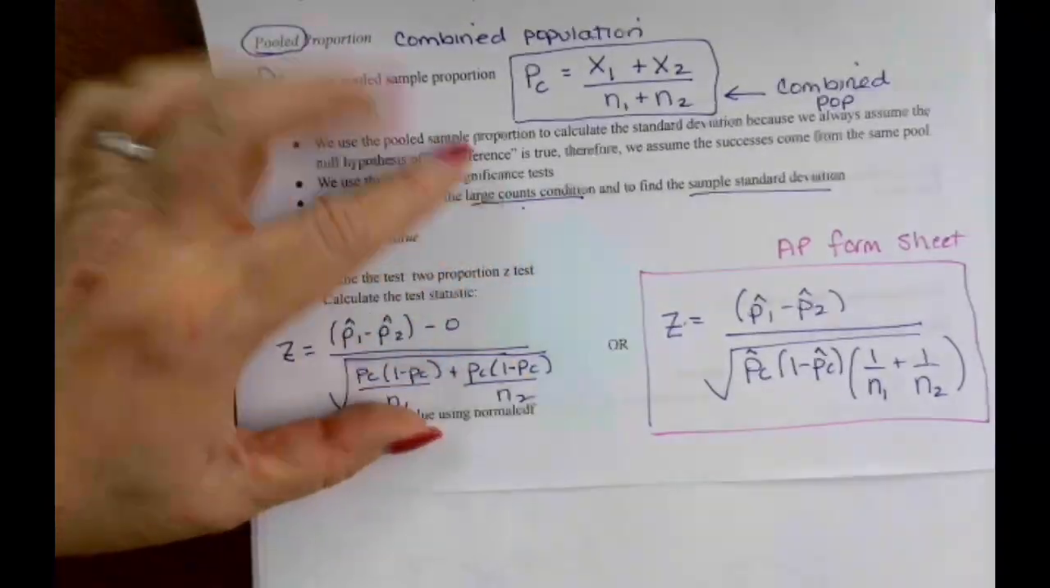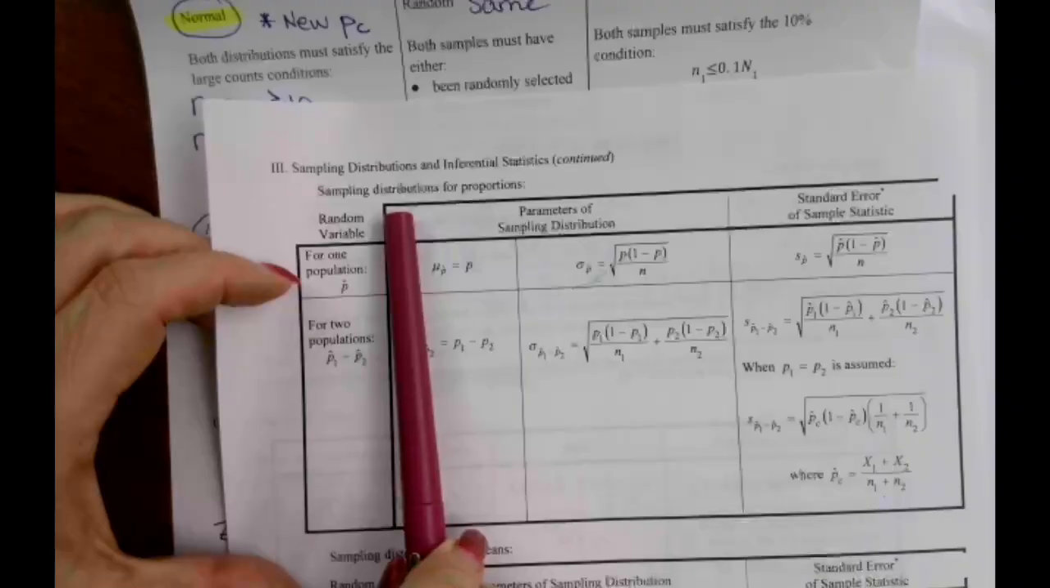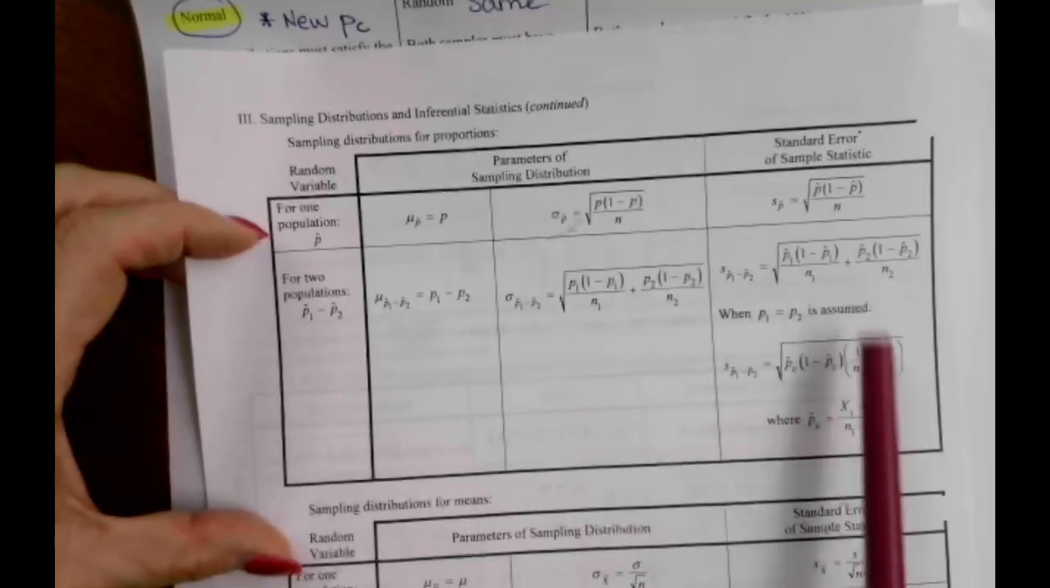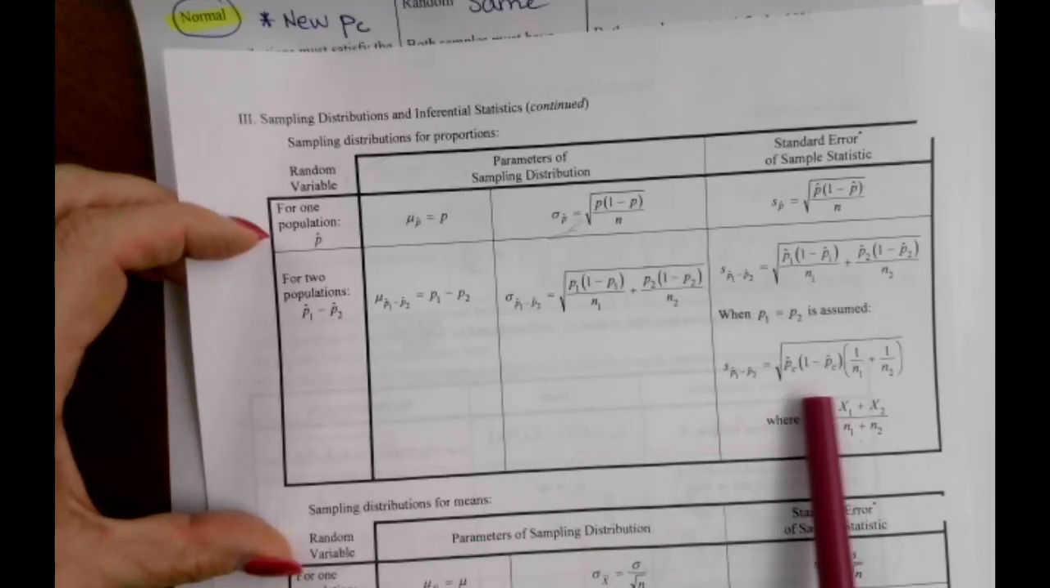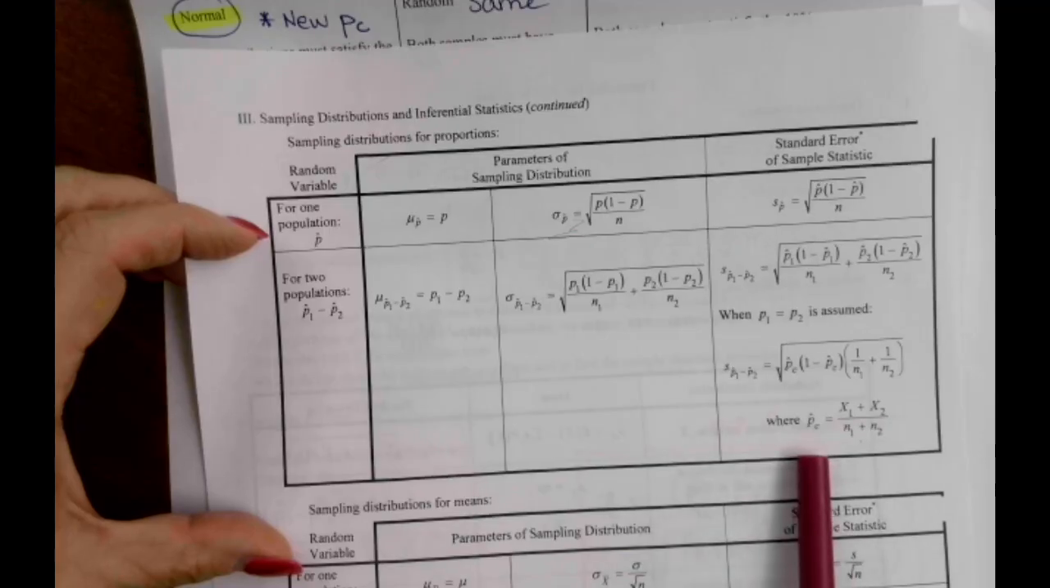And I'll show you where that's at. So if we look at our formula sheet, we're up here under sampling distributions for proportions, and what we see for two populations, over here, our sample statistic, we see this right here. All right, so that's our pooled, and here's how we find our pooled.